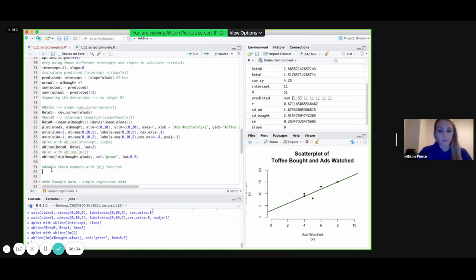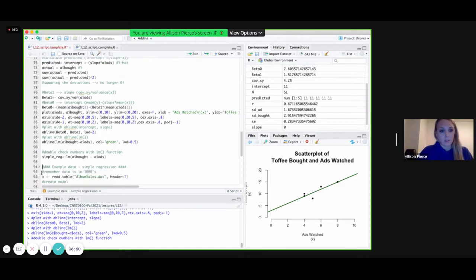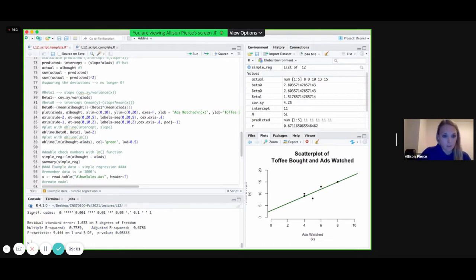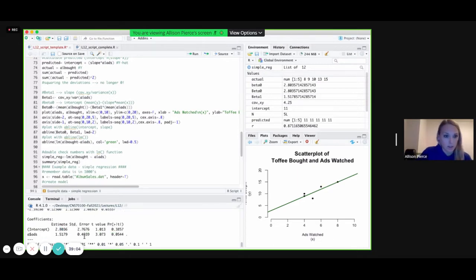Questions about that? We could also just double check the numbers. So let's go back to how we did it for ANOVA. Let's just call this simple regression. So I'll do lm bought adds. And so you remember with the ANOVA, this is the exact same way. We're just going to do a summary statement. And this will give us all the information from this regression. So if we come up here, you can see here is our intercept and our slope. Makes sense? These are the same numbers.